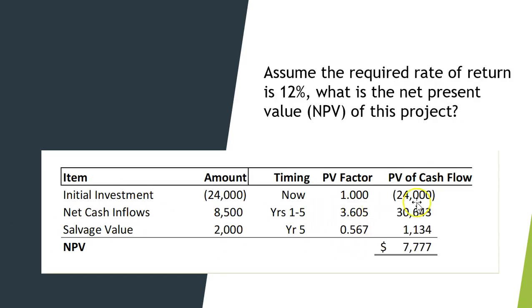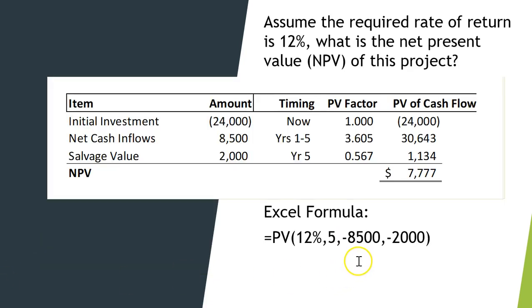Now I just extend out the math. So 8,500 times 3.605 is 30,643. 2,000 times 0.567 is 1,134. I sum these or net them together to get a net present value of 7,777.